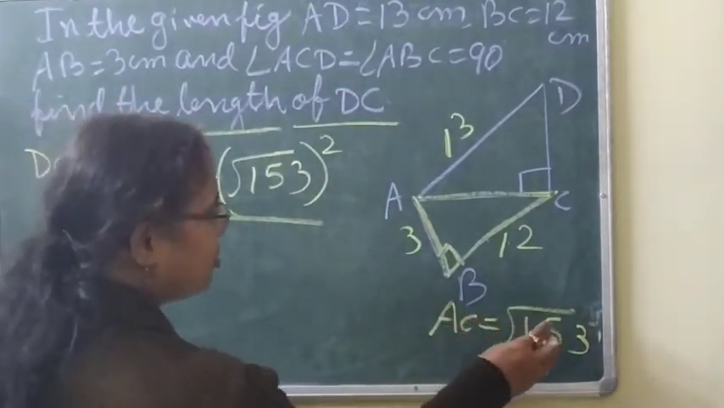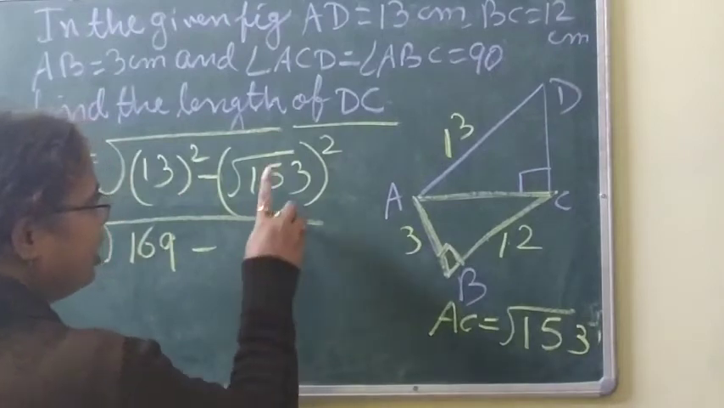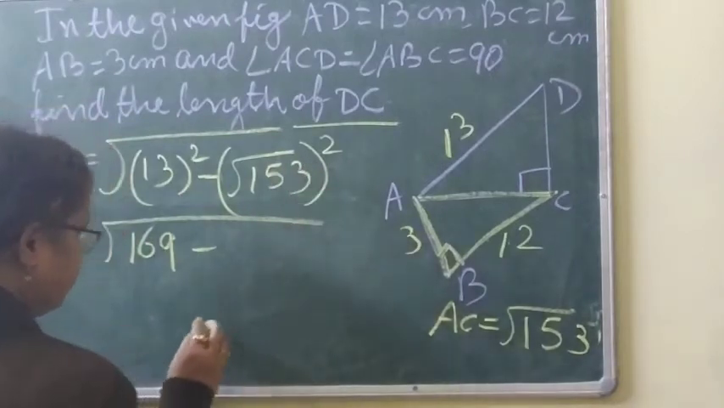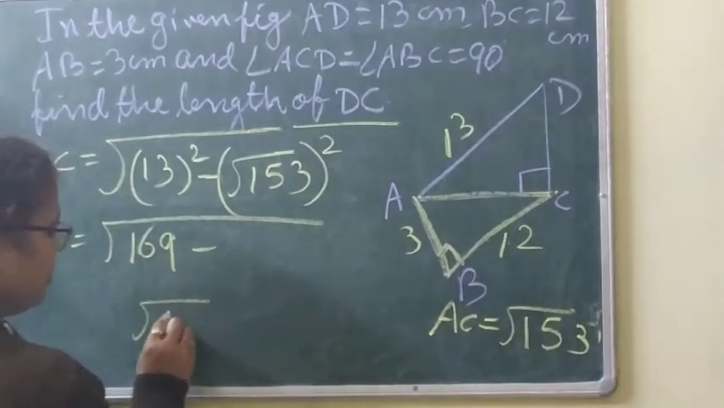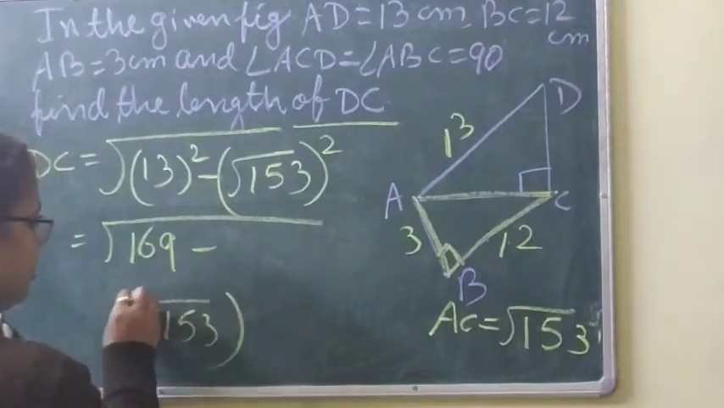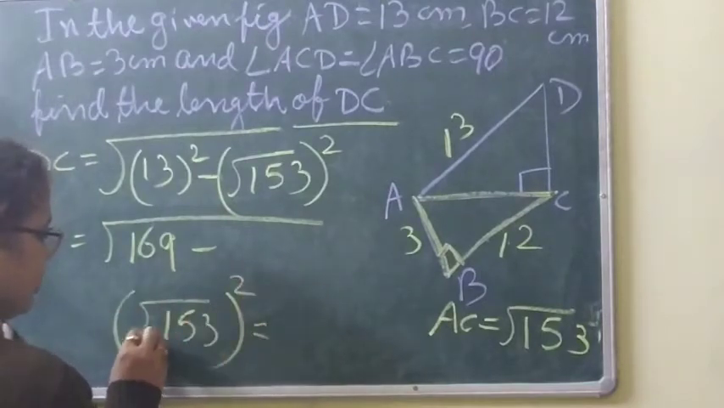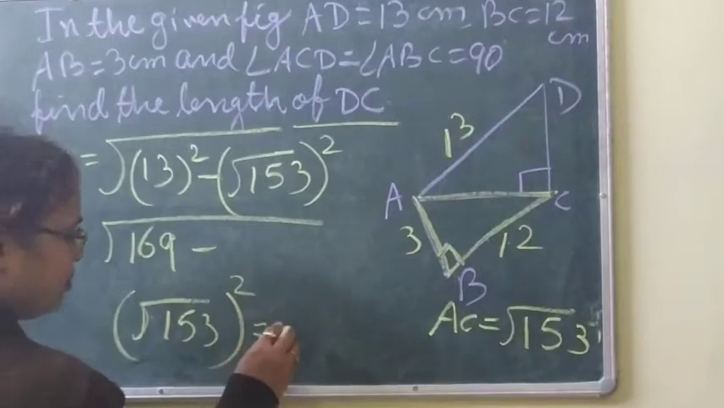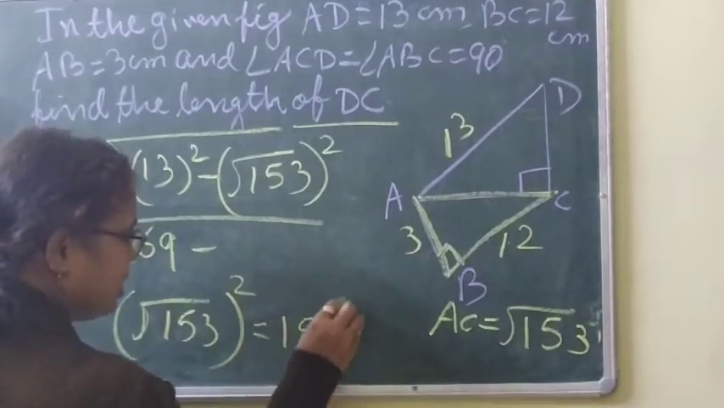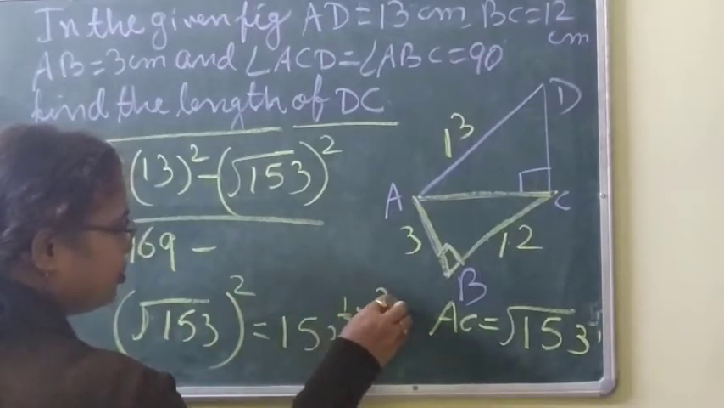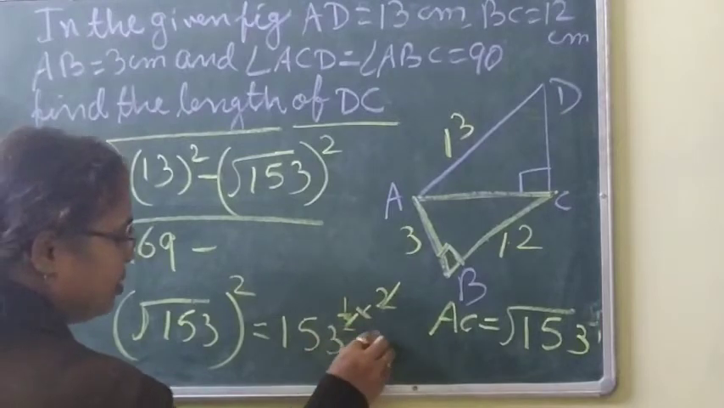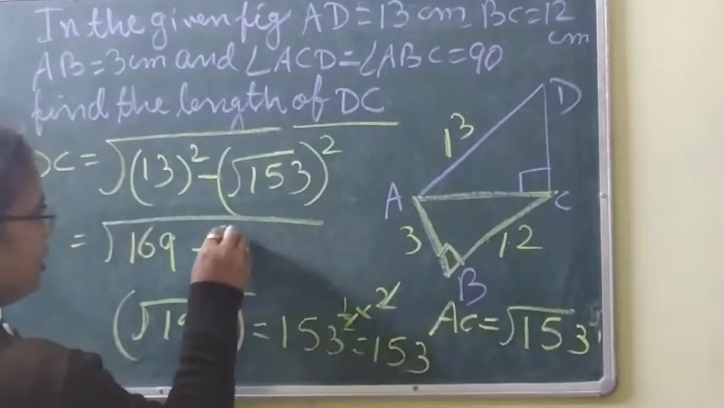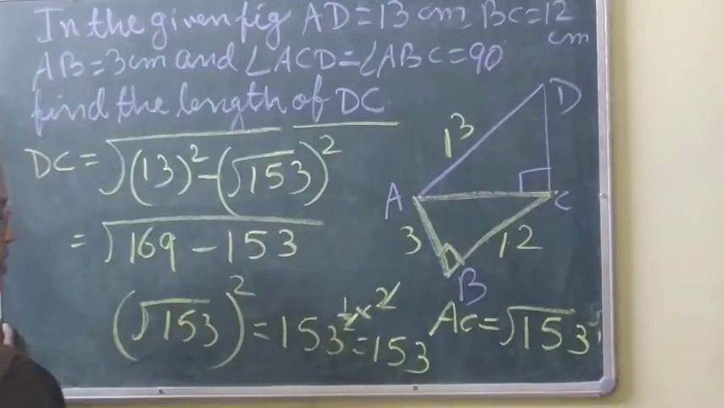Because how will we solve this one? I have explained earlier also how to solve this one, like I am explaining you here. It is given square root of 153 and square. So what is the value of this square root? Half. So we can write it like this, half into 2. So this 2 and this 2 cancel. What do we have? 153. So we will write 153 here.